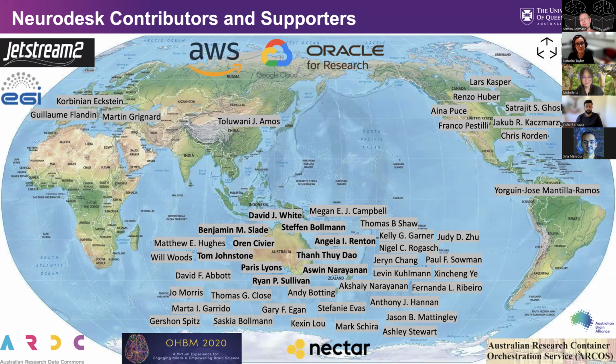And we have lots of supporters from across the world, including the big cloud providers like AWS, Google Cloud, Oracle for research, and research cloud providers like Jetstream, EGI, Nectar Cloud in Australia. And we're supported by the OHBM and by the National Imaging Facility. So thank you to all who contribute to Neurodesk, who support Neurodesk, and who use Neurodesk.